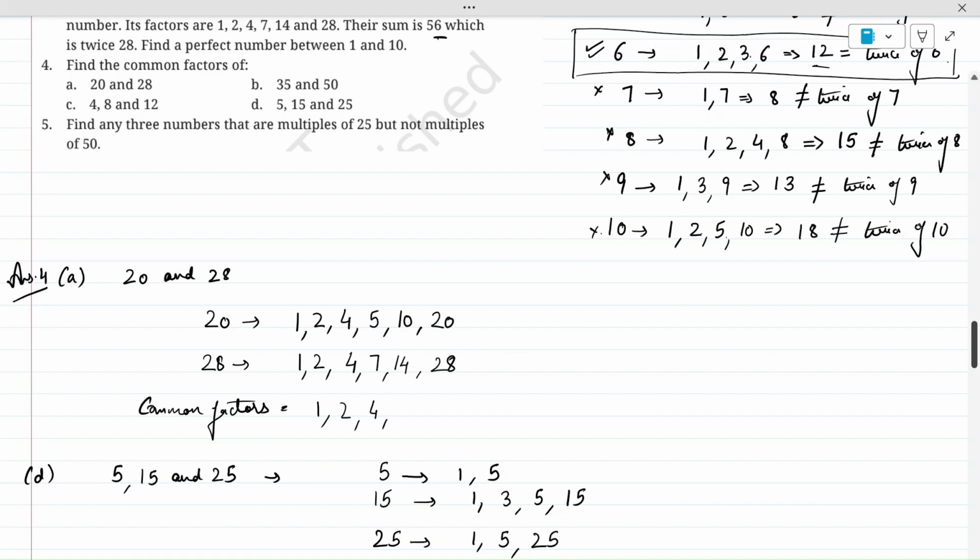Common factors can also be written as CF. Okay, so common factors are 1 and 5. These are the two common factors here. Okay, so next is question number 5 here.